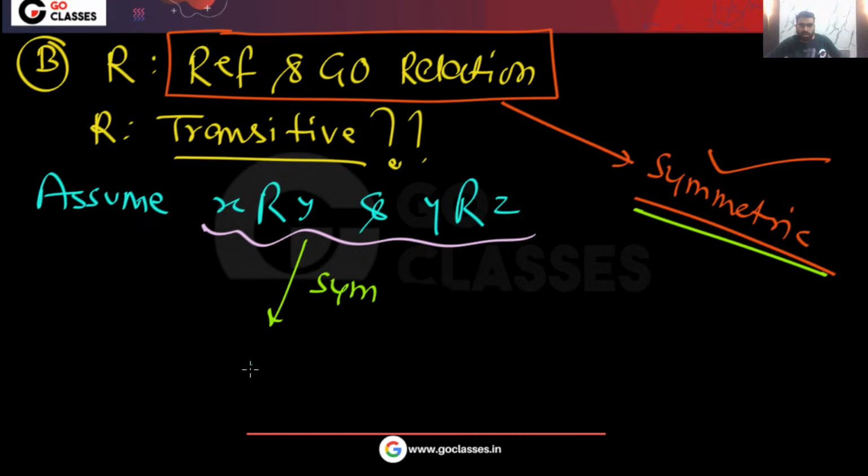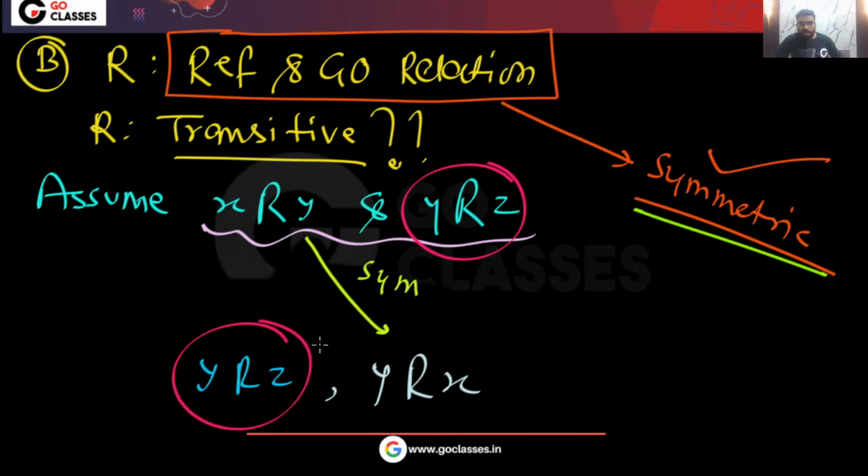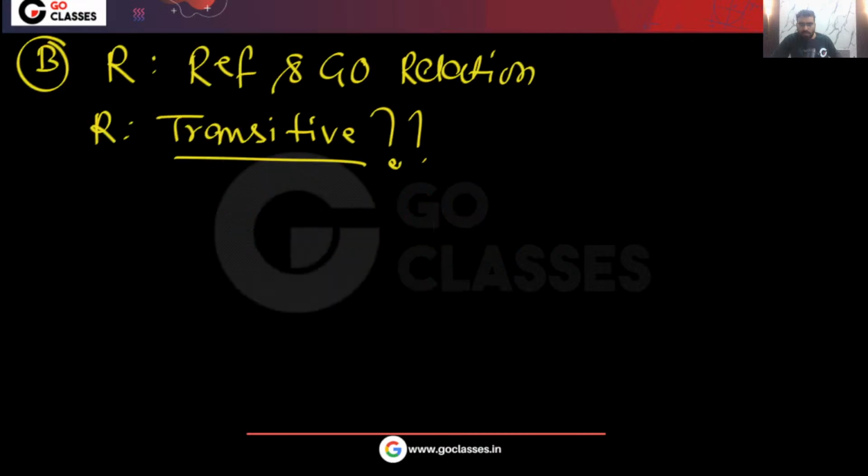This is what you are assuming. This we have assumed, and because of symmetry, Y will be related to X. Is this clear? Please tell me. This is what I am telling you, that because of symmetry, this will happen. And this is what we have assumed. So finally, you tell me now, what will happen?